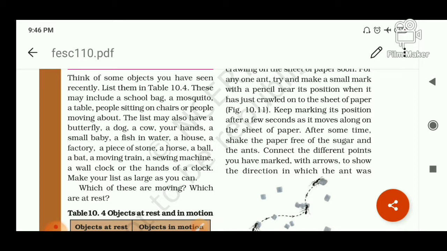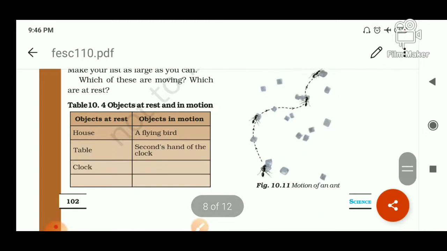You can make a list of the things we can see around you, right? Okay, then see this table. Now what you have to do, you have to divide these things into two parts. One side, objects which are at rest, and the second side, objects which are in motion.